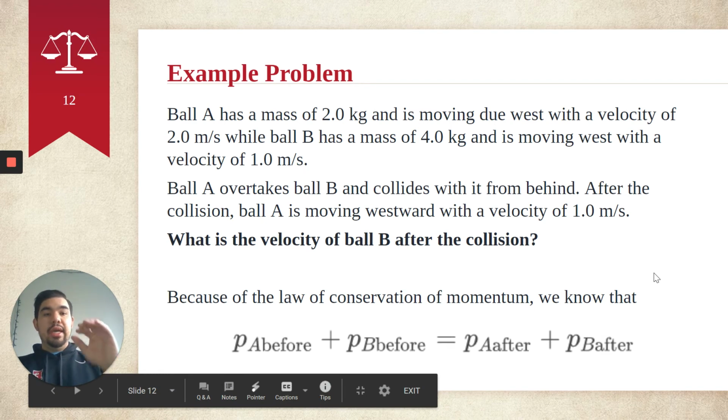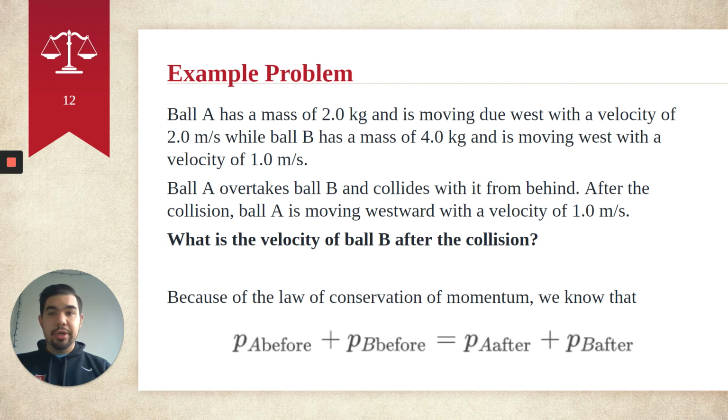All right, let's look at a mathematical example problem, kind of similar to the two pool balls. Say we have ball A, which has a mass of 2 kilograms. We know if we want to know momentum, we need to know mass. It's moving due west with a velocity of 2 meters per second. Now, if you remember, to know momentum we need mass and velocity. It's going to be mass times velocity. So 2 times 2 is what? 4. And that's before any collision, before anything has happened.